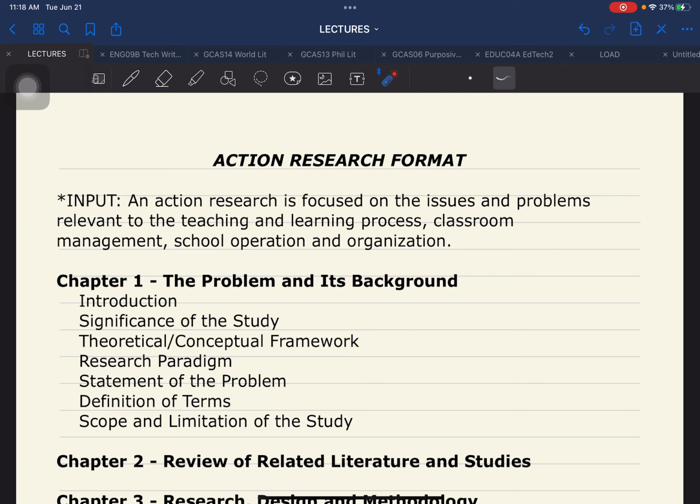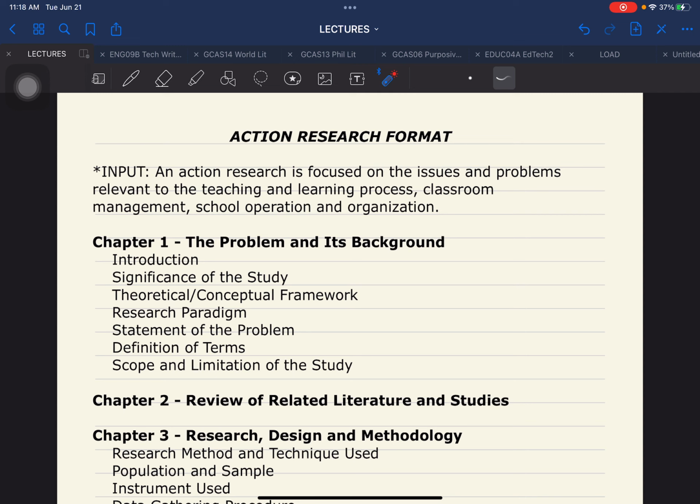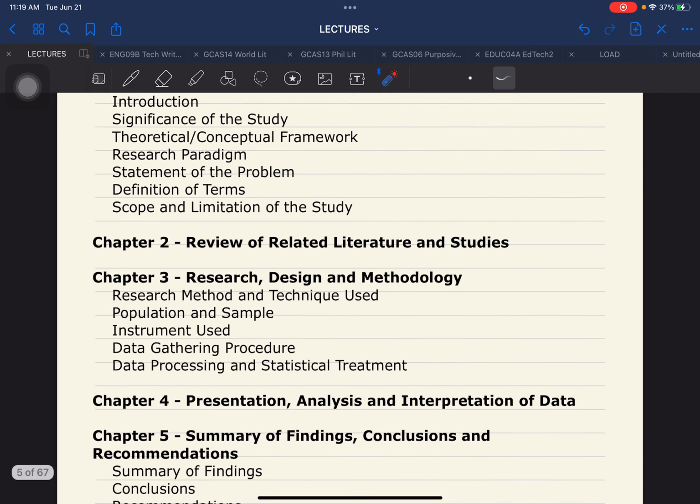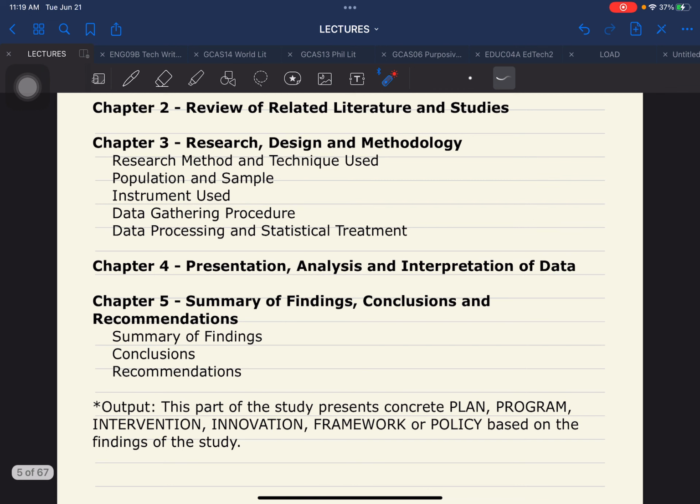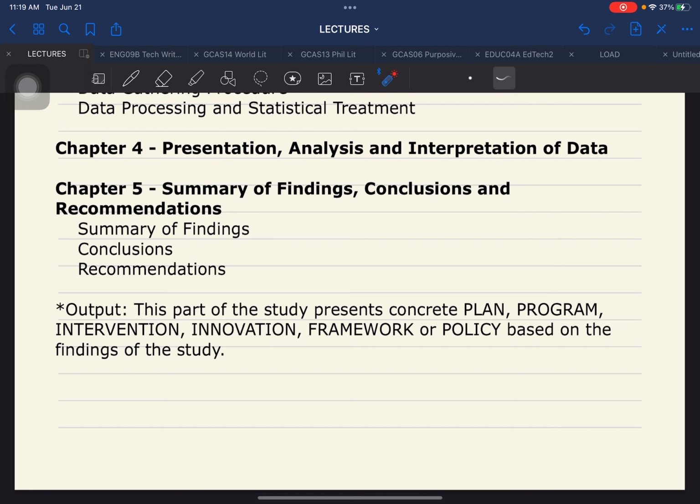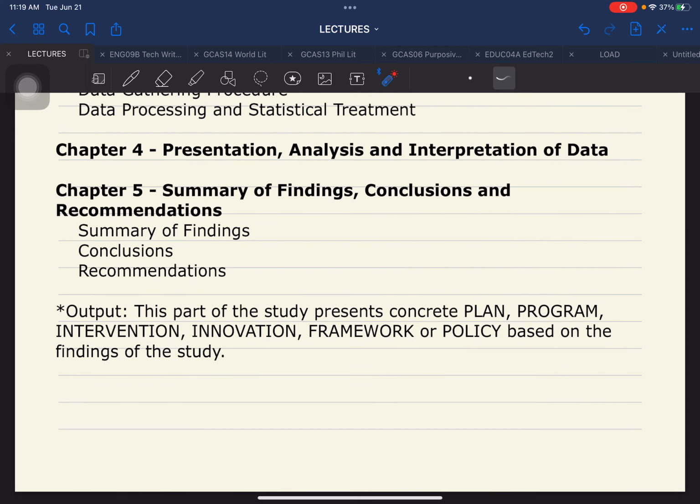So, that is why this is usually the definition that you will see when you try to look at the meaning of action research. Okay, again, so that's the input or the focus of an action research, and then chapters 1 to chapter 5 will be the same format. Again, another difference of an action research to the full research format is the output.